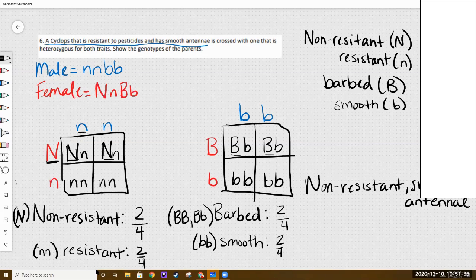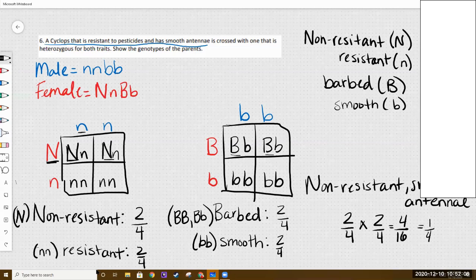That's it. So now I wanted to know how many would be non-resistant and smooth antenna. So non-resistant is 2/4 times the smooth antenna, which is 2/4. So that would be 2 times 2 is 4. 4 times 4 is 16. 4 divided by 16, or reduced, would also be 1/4. Or you can even say 25%.